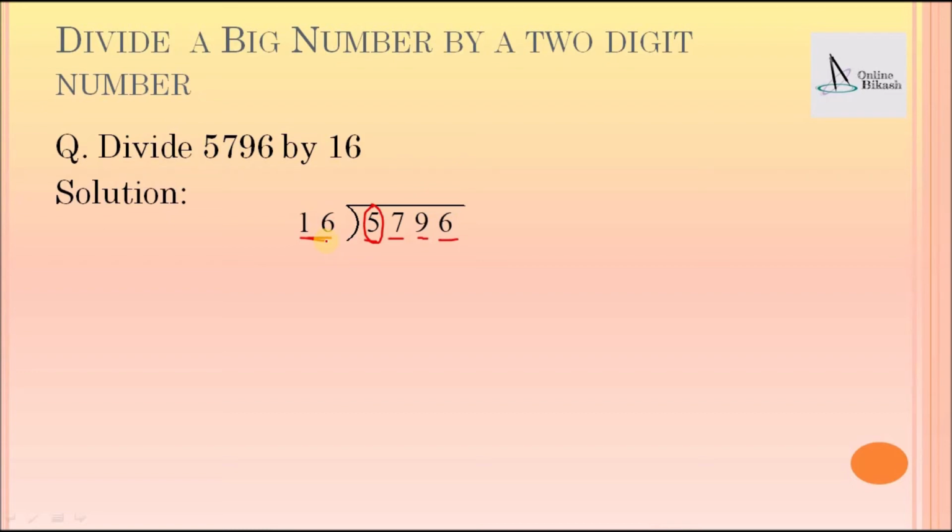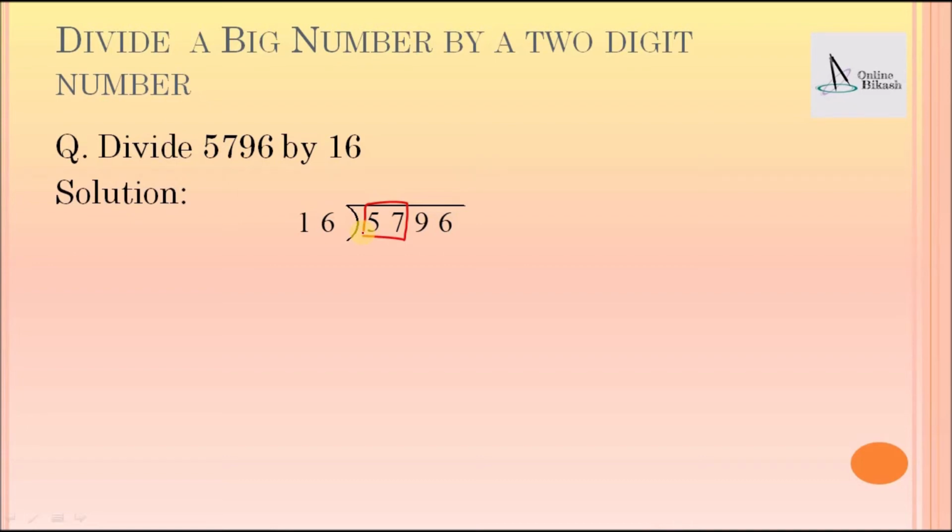So what will we do? We will group this 57 together. Now we can divide it by 16. Okay. And in this case, we do not have the table. So we will have to take a scratch paper or rough paper, where we will multiply 1 2 3 4 5 6 7 8 9 by 16.